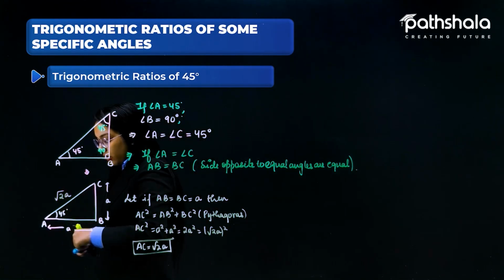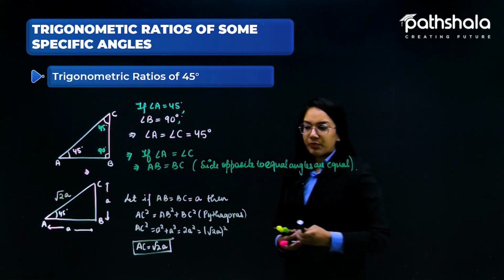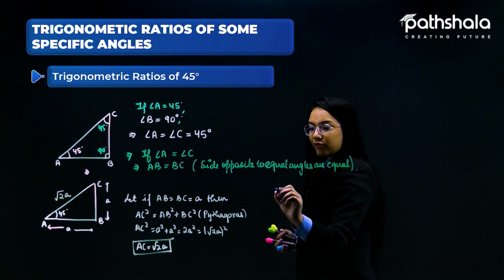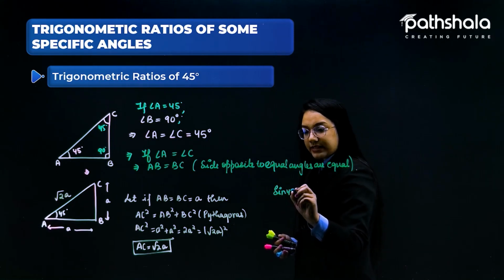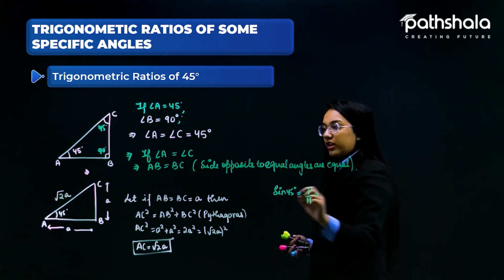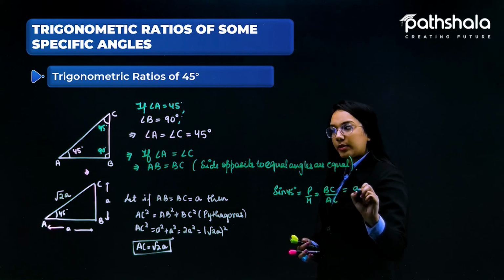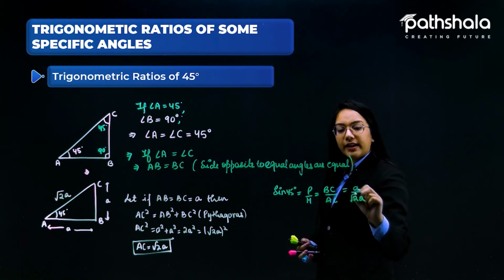Now let's find out the trigonometric ratios for the angle 45 degree. Let us start with sine 45. We know that sine 45 is perpendicular by hypotenuse. So the perpendicular over here is BC divided by AC, and this is A by root 2A. A and A get cancelled with each other.